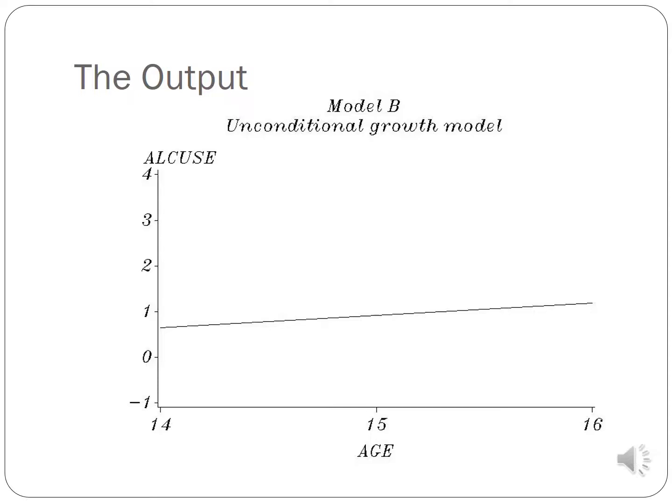And given that this is an unconditional growth model, there will only be one trajectory. This is the overall mean change over time across the entire sample. This is a mean baseline point. Where are we starting? At about 0.7 maybe. And then there's a change over time that gets us to a little bit over 1 on the outcome of alcohol use. So that doesn't tell us too much, but it tells us a little bit.